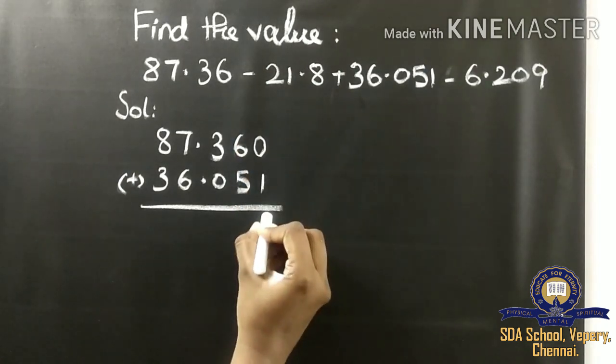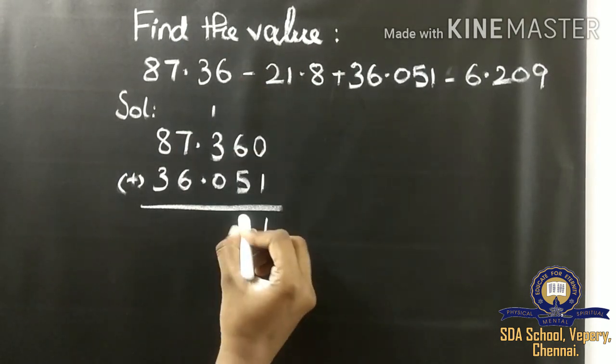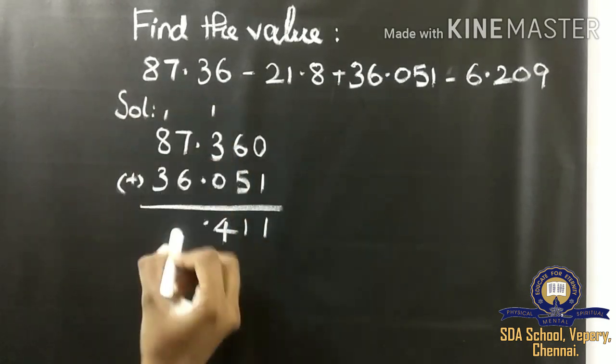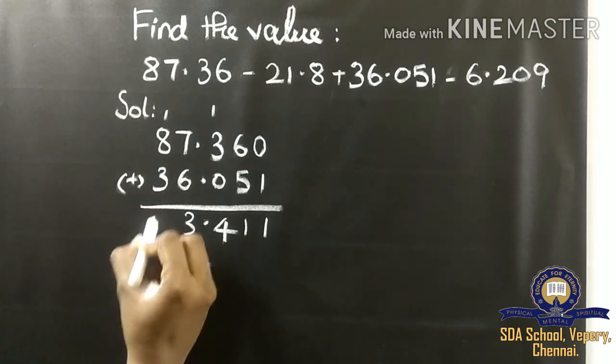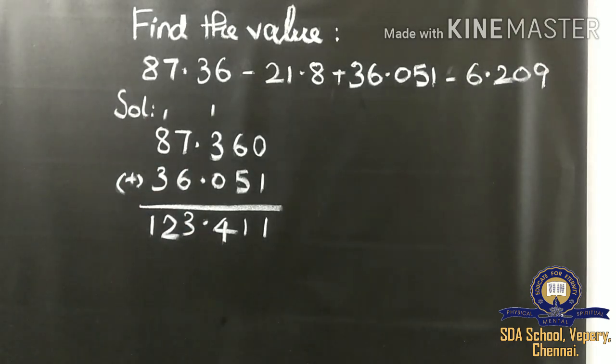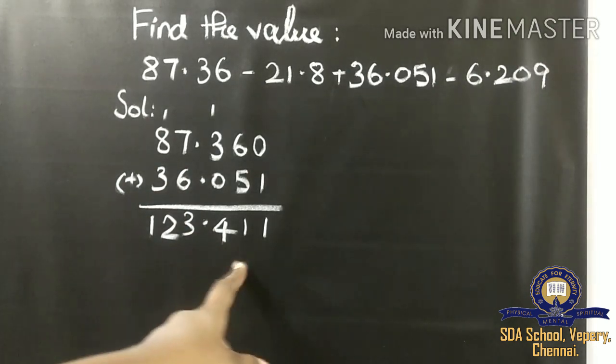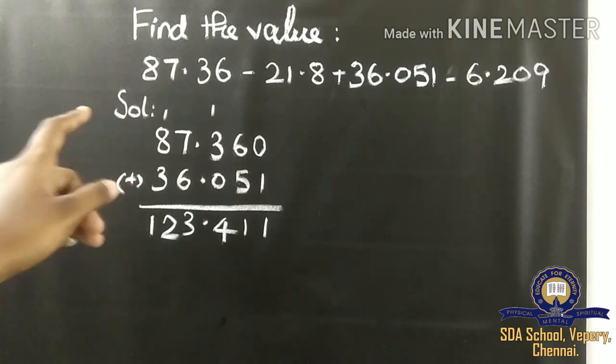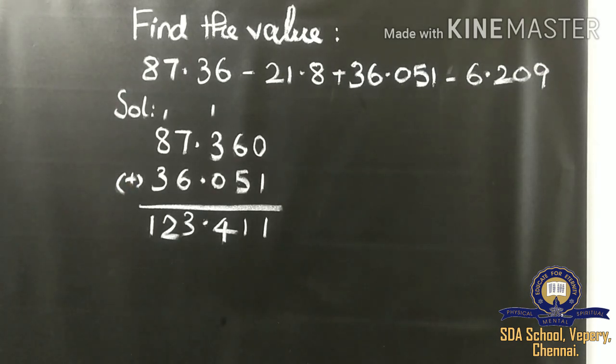If you add, what will be the answer? 1, 11, 4.13, 12, 123.411. If you add, the value will be 123.411. Here we are going to subtract 21.8 minus 6.209.